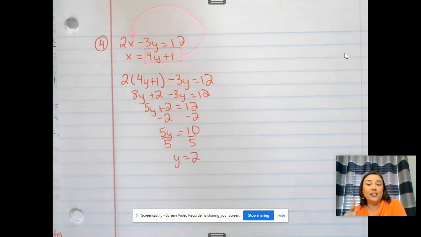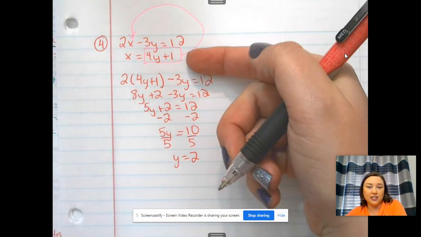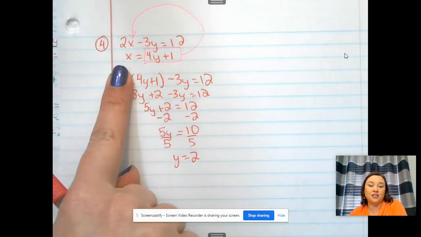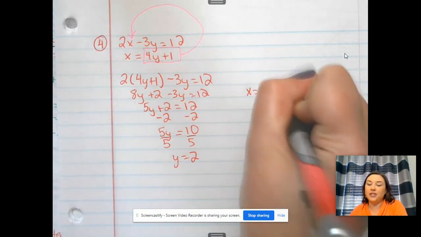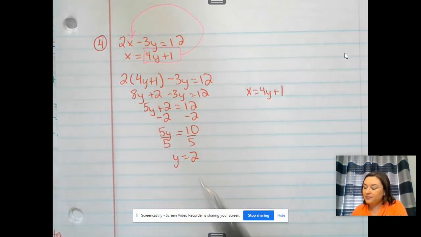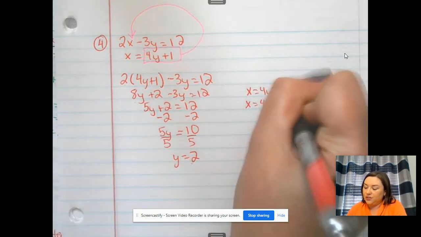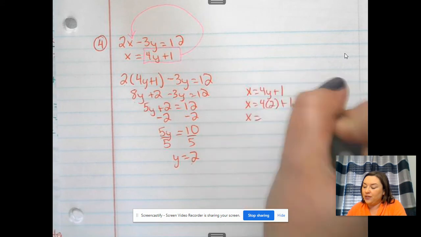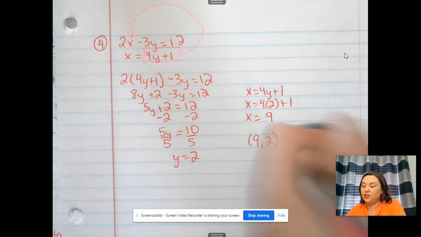So once you know what one letter is equal to, you take that letter and you can plug it into either equation, but it makes more sense to plug it into the second one since it's already solved for x. So it's x equals 4y plus 1, but instead of y, I'm going to put 2. So 4 times 2 plus 1. So 4 times 2 is 8 plus 1 is 9. So the answer is 9, 2.